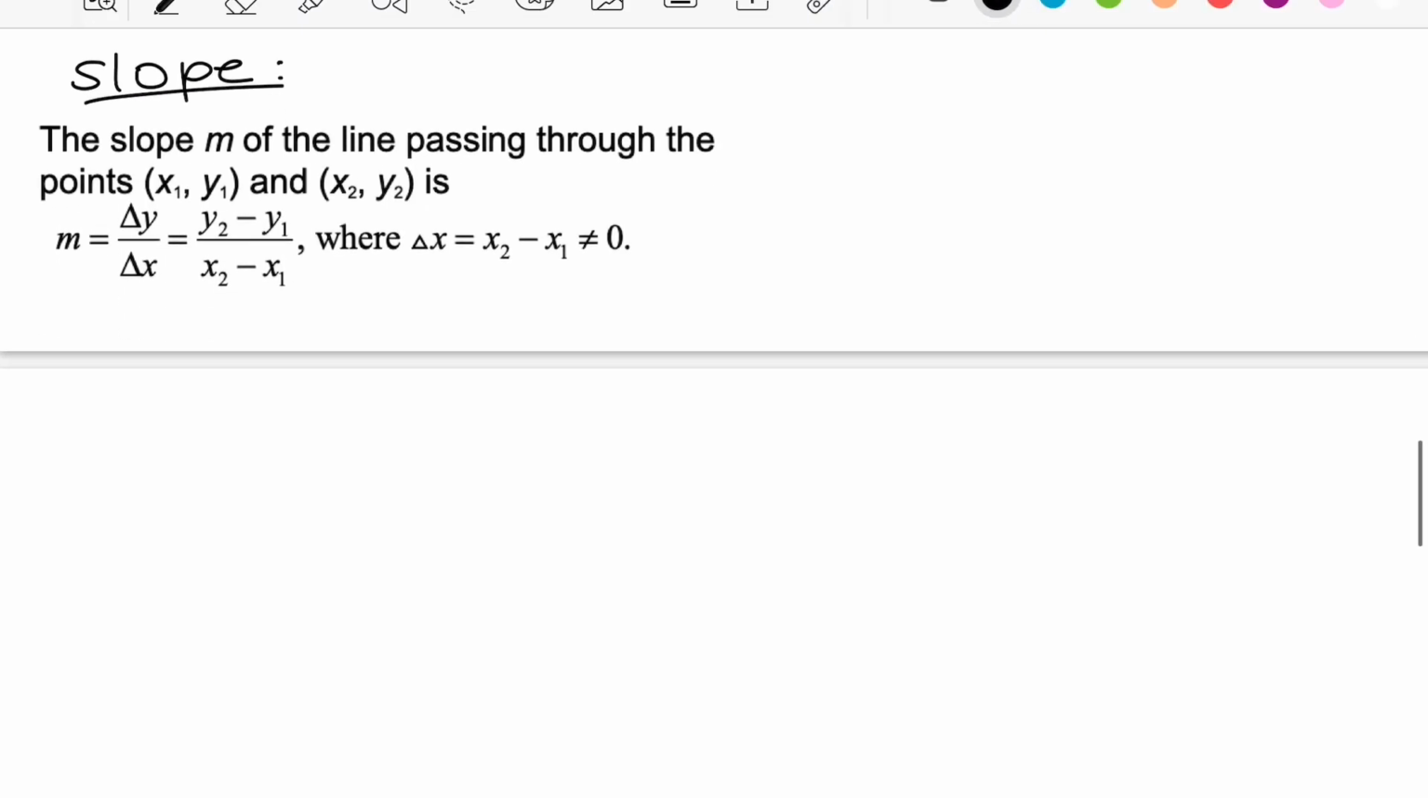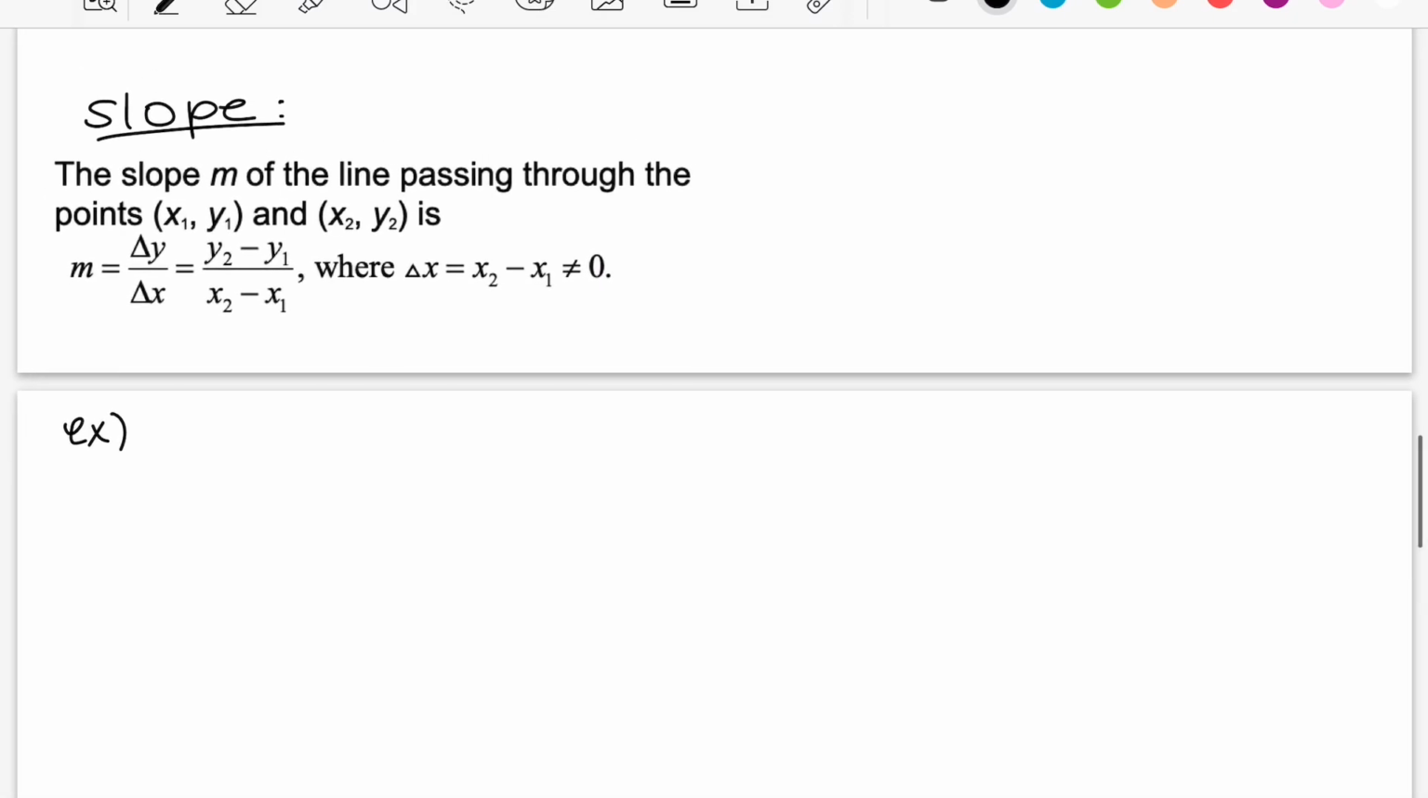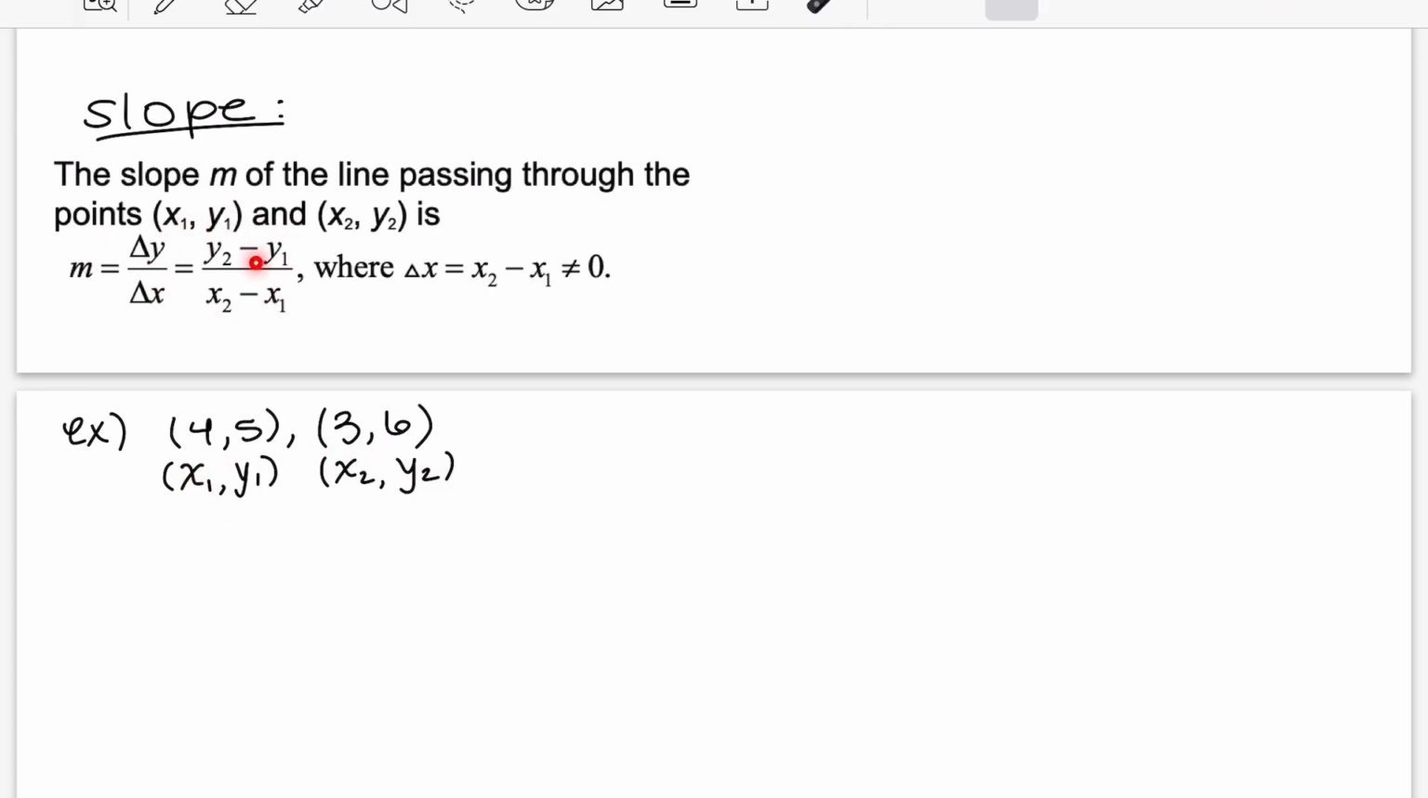So let's look at an example of this. Let's say we're given these 2 points. In this case, 4 is our x1 and 5 is our y1. 3 is our x2 and 6 is our y2. So all we have to do is plug this information into our formula here for our slope. So our slope m is going to be equal to y2 minus y1, so we got 6 minus 5, over x2 minus x1, so 3 minus 4. All right, so then we get 1 on the top, negative 1 on the bottom, and this tells us our slope is negative 1.